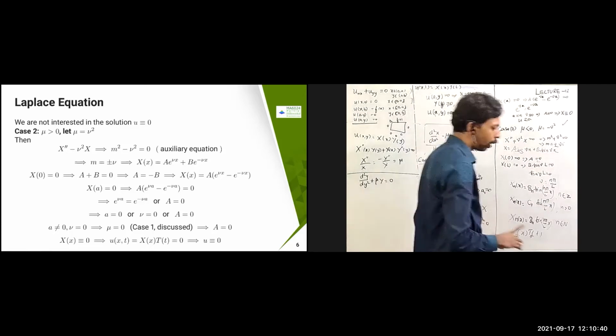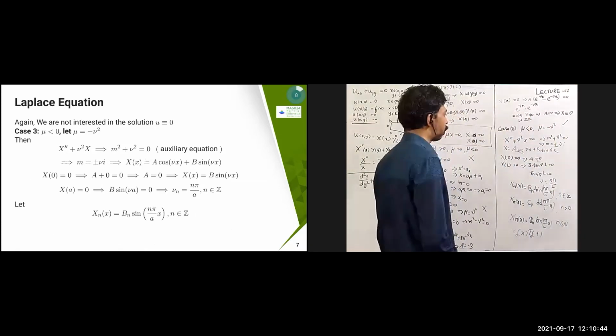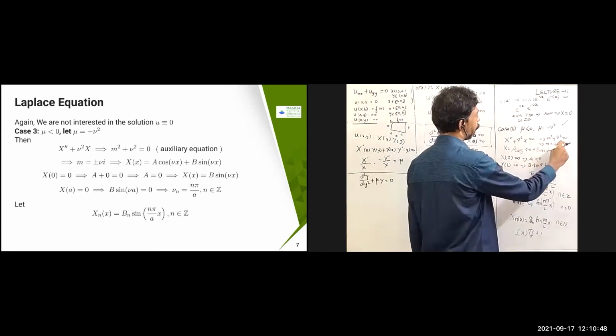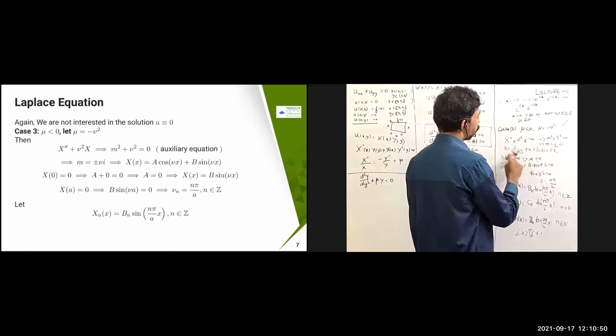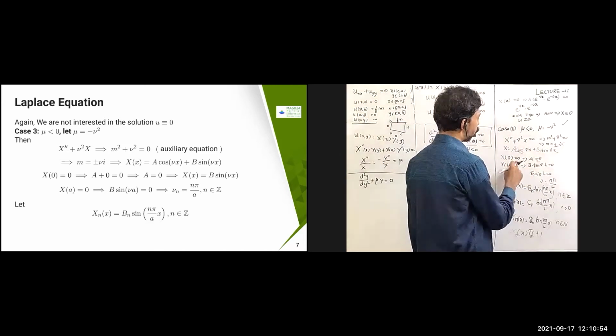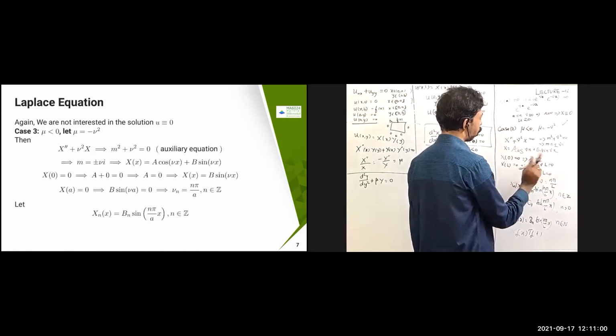So case 3. Same thing, mu less than 0. For mu less than 0, what you are going to get? x double prime plus mu square x equal to 0. That means the auxiliary equation m square plus mu square is going to come. So here you are going to get a cos mu x plus b sin mu x. Now x of 0 equal to 0 means you are going to get a equal to 0.